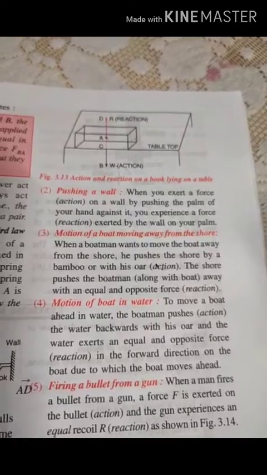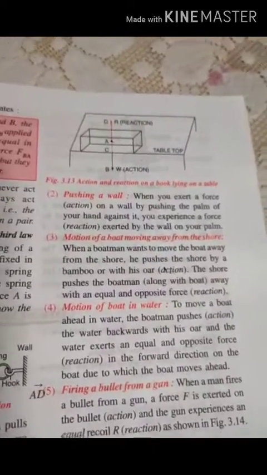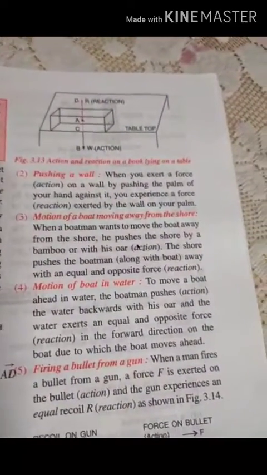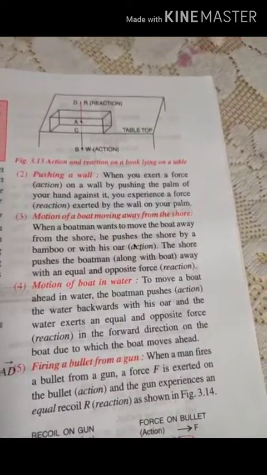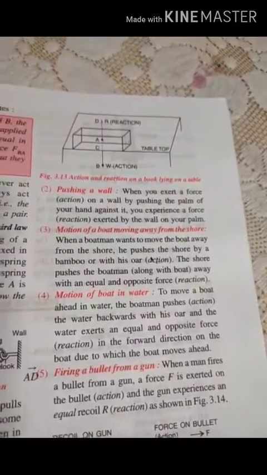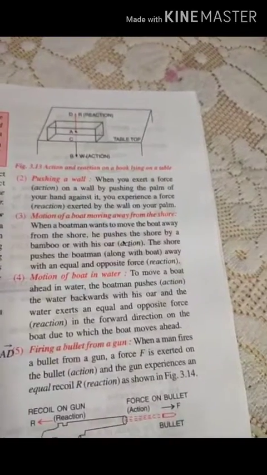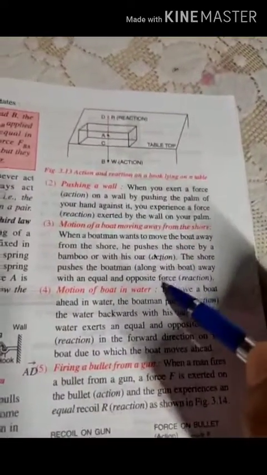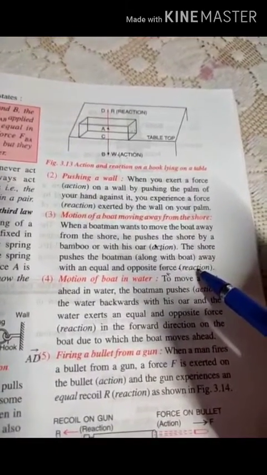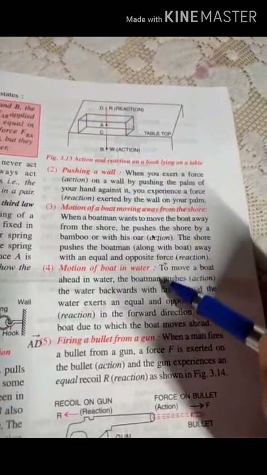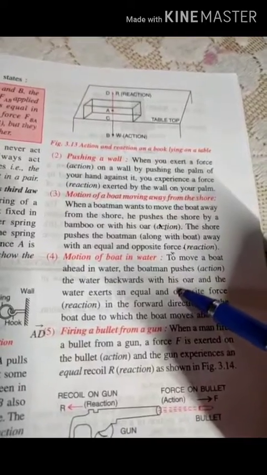Okay, that is action. So he pushes the shore with a bamboo. When he pushes the shore, you are applying a force of action, and the shore pushes the boatman away with an equal and opposite force, which is called the force of reaction. Because of that only, the boatman moves away from the shore.